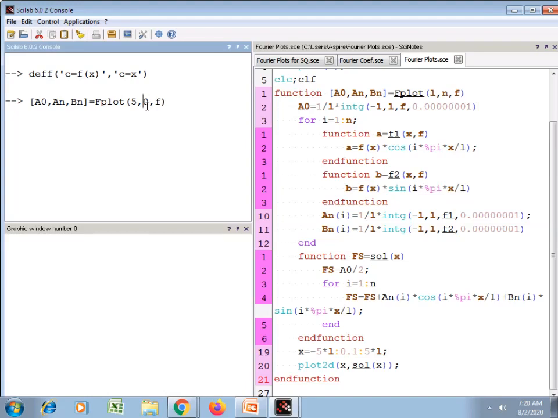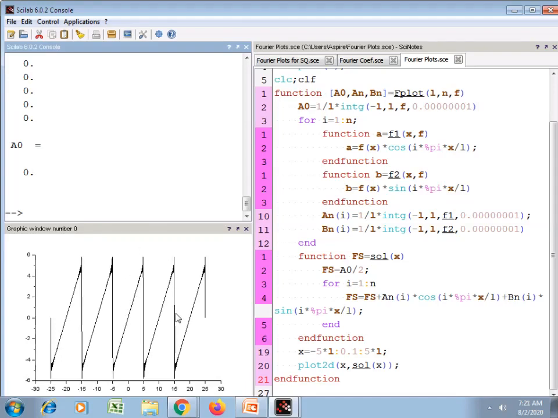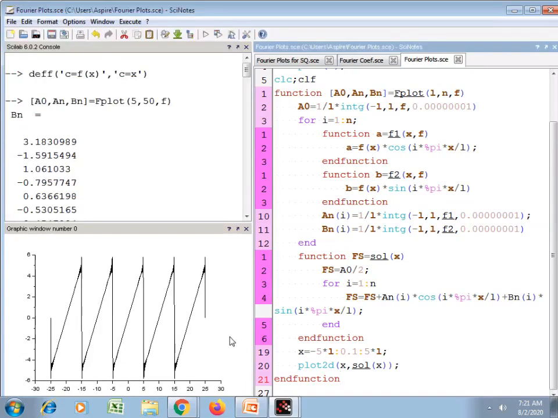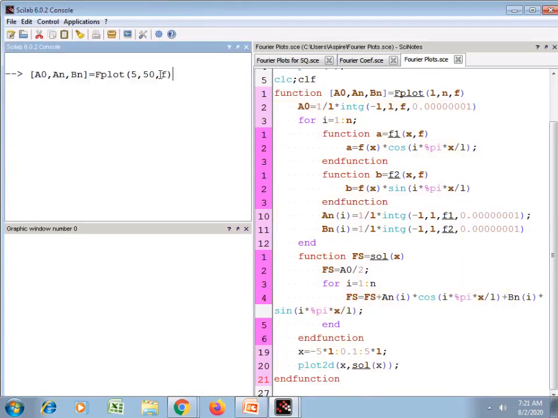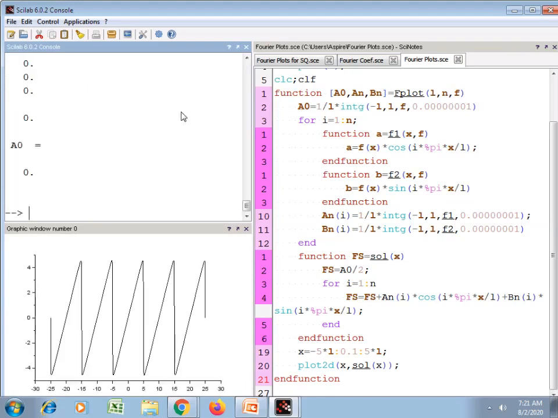Now I will use 50. It is again smoother. So in this way we can increase the value of n, and a more and more perfect Fourier plot we can see. Now we will take 100. So this is a perfect waveform.